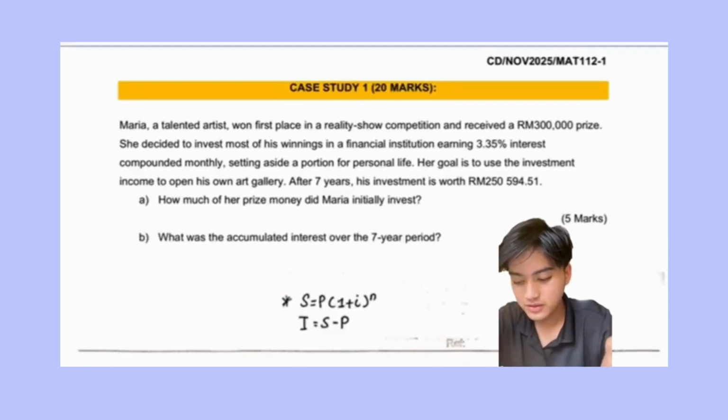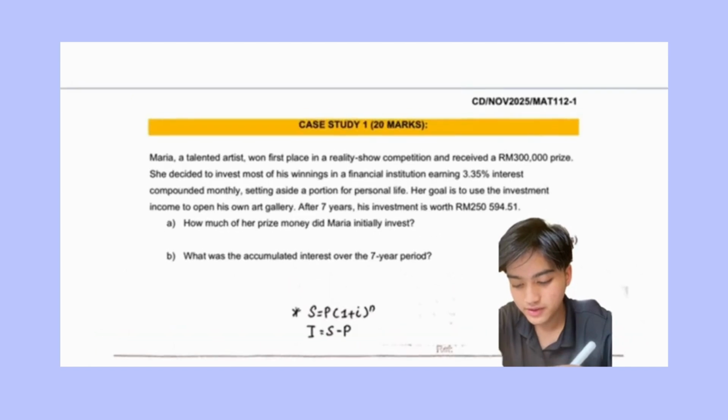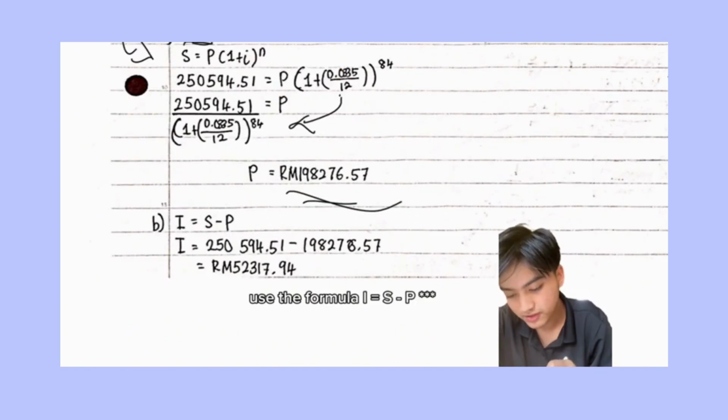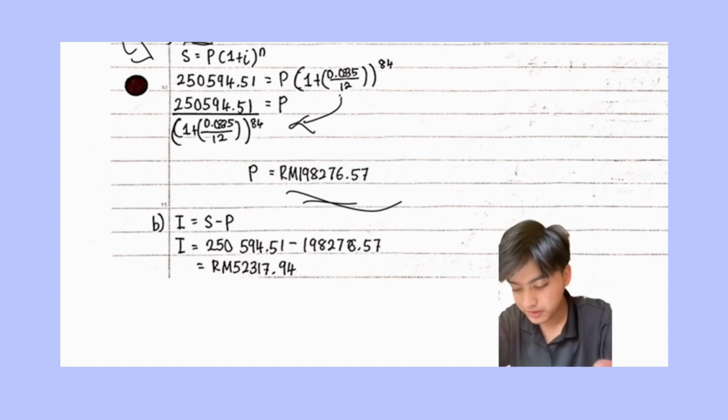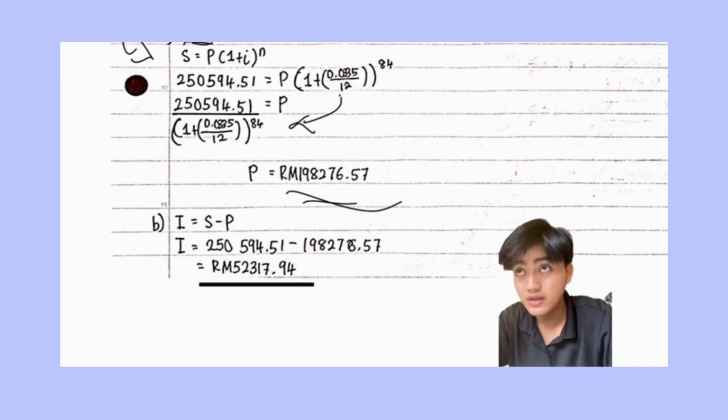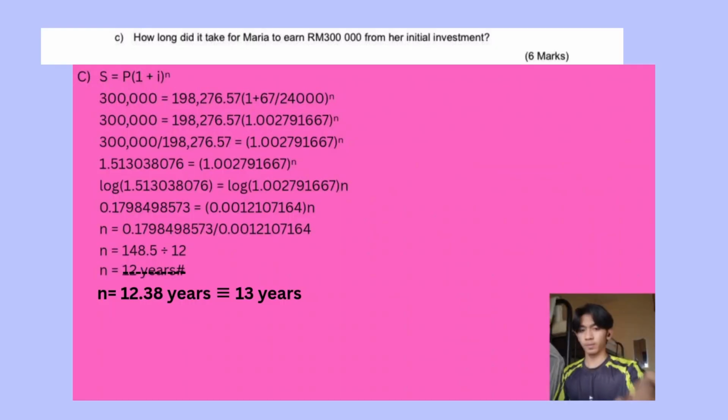Okay, so for question B, they ask what was the accumulated interest over the 7-year period. We can use the formula I equals S minus P. So we can substitute the S given and the P that we calculated. So it will become 250,594.51 minus 198,276.57. So the answer will be 52,370.94 ringgit Malaysia.